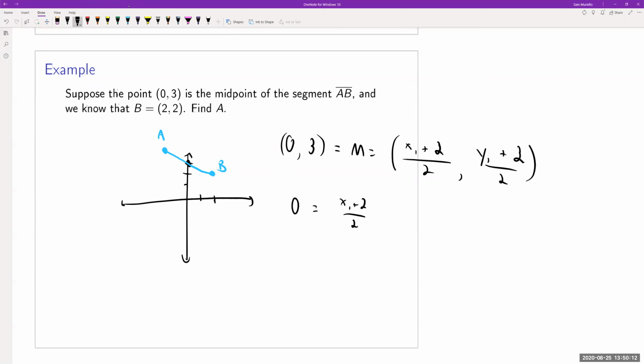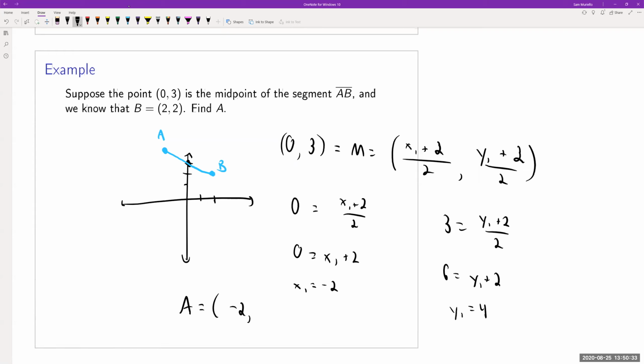which gives me, after some quick math, negative 2. Similarly, if 3 is equal to y1 plus 2 over 2, y1 comes out to be 4. So A is the point negative 2 comma 4. Again, this matches up pretty nicely with my sketch of a drawing.